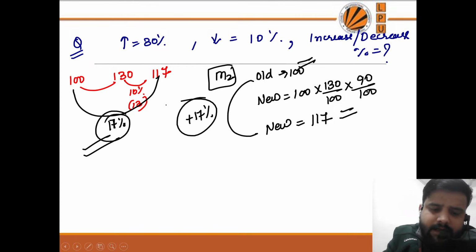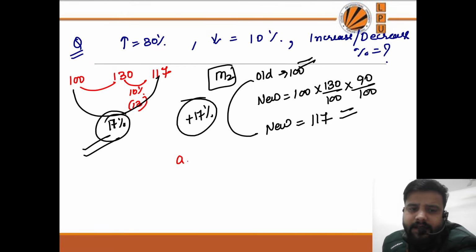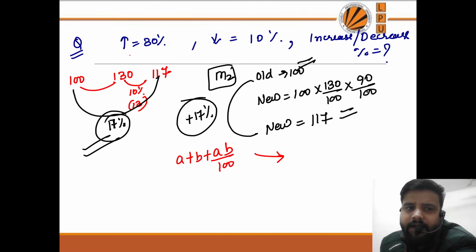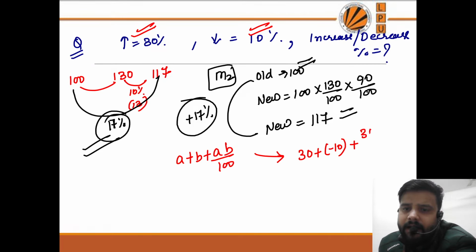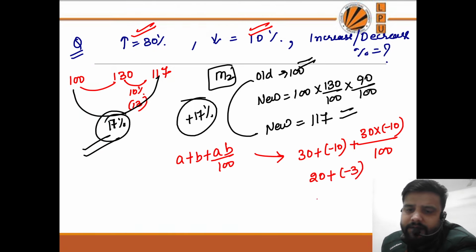Getting it? Now let's come to the third method, which was the direct formula, which is A plus B plus AB by 100. Since it's an increase, it will be positive, and it is negative because it's a decrease. So you will write 30 plus minus 10 plus 30 into minus 10 divided by 100. 20 plus minus 3. So from here you will get 17. 17 means it's an increase because it's a positive value. So increase of 17%.